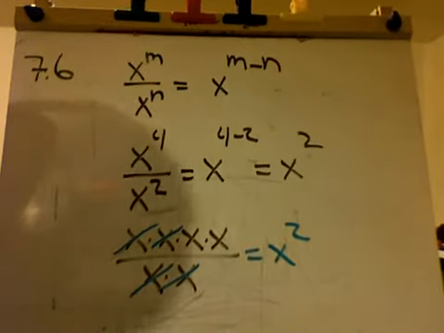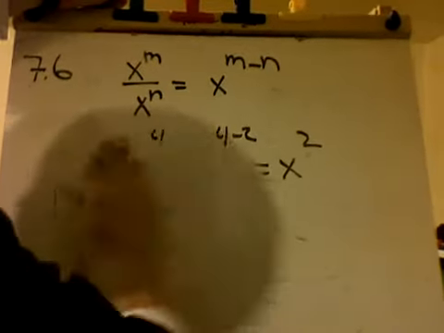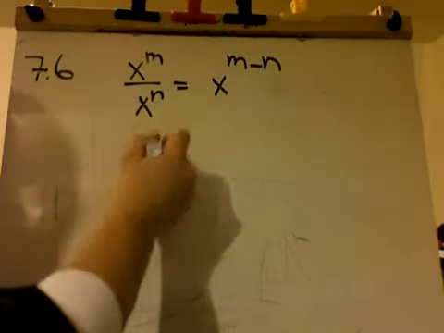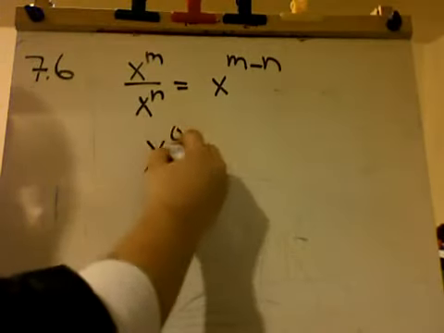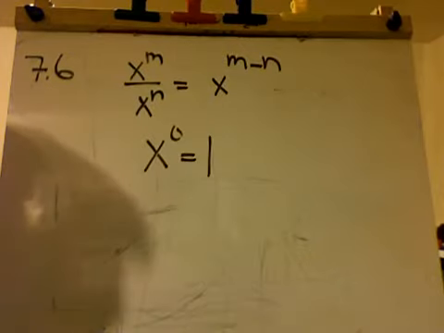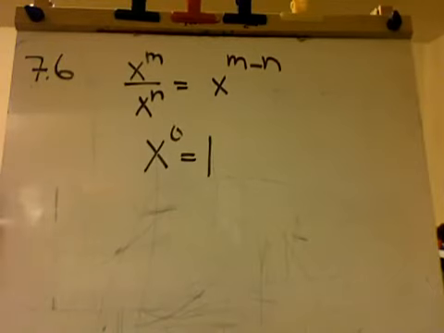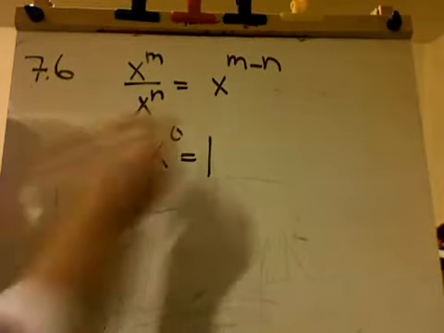Okay, so using that rule, we have this other rule. It says x to the 0 equals a 1. Okay, so any number except for 0 to the 0 power is 1. Okay, and that's true of any number.